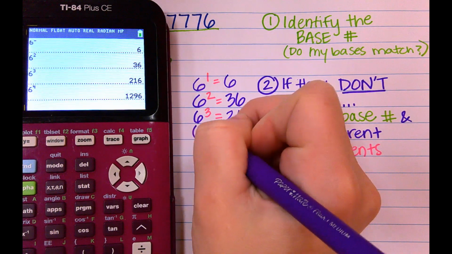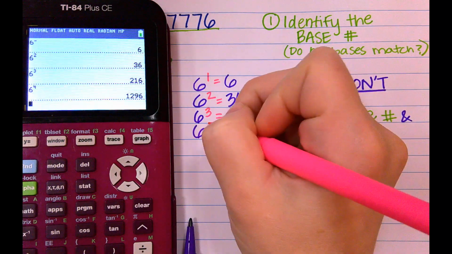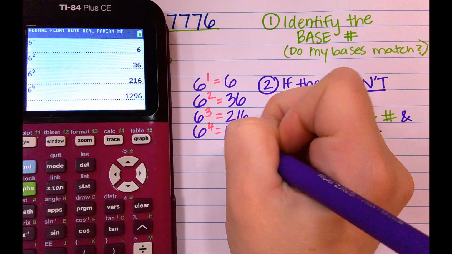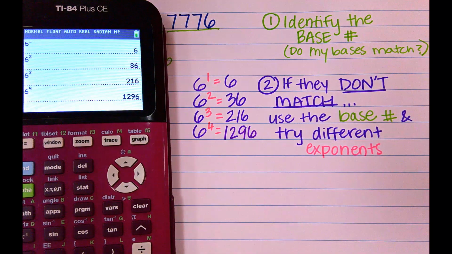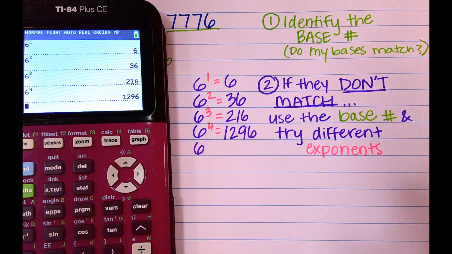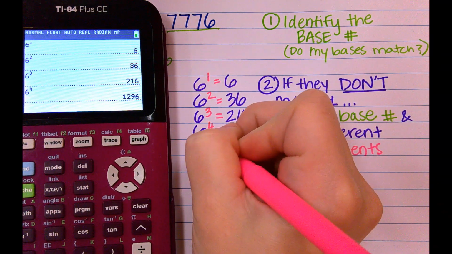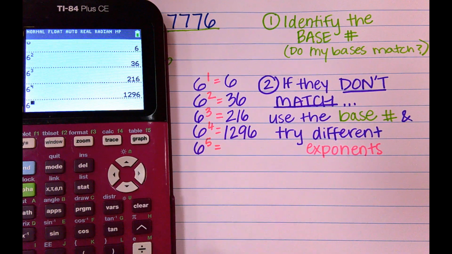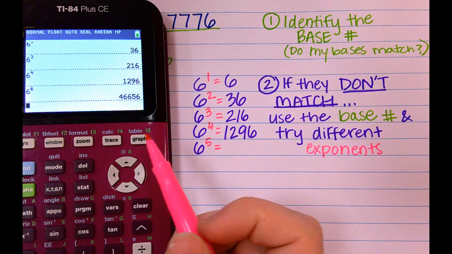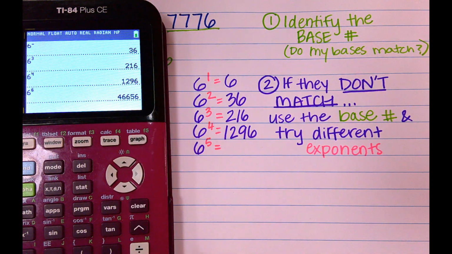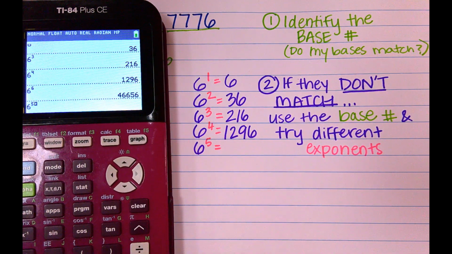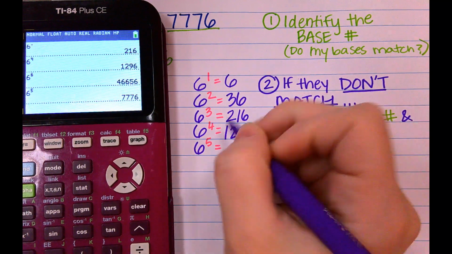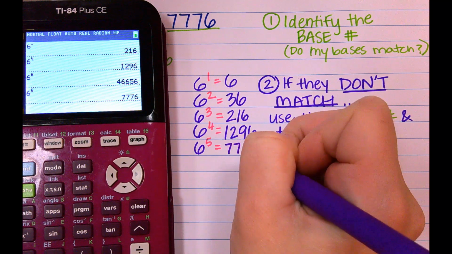1296. So I'm going to write that: 6 to the fourth power is 1296. Still not what we want. How about 6 to the fifth power? 6 up arrow... oh, I meant to write 6 to the fifth. My bad. 6 up arrow 5: 7776. Look at that.